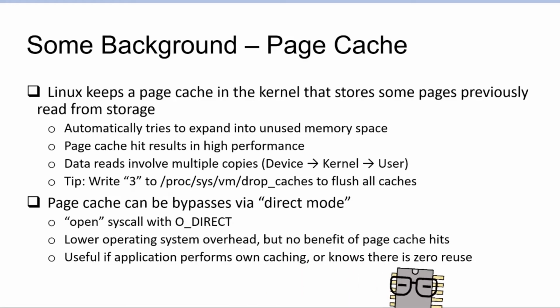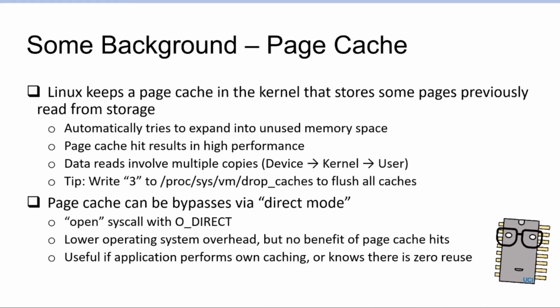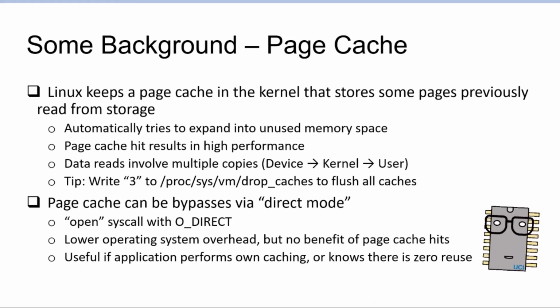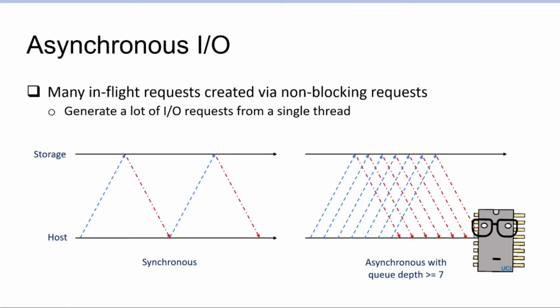Or if you do something like graph analytics, where the data size is so large and the access patterns are so random that the potential benefits of reuse by the page cache are very low, then you might want to go with the O_DIRECT approach. So that's some background on page caches. And with that in mind, let's go a little bit deeper into asynchronous I/O.